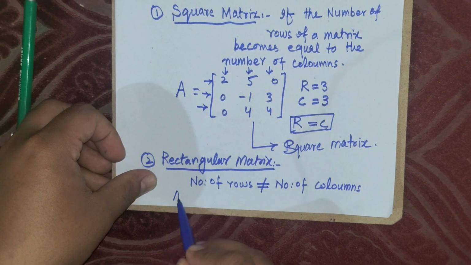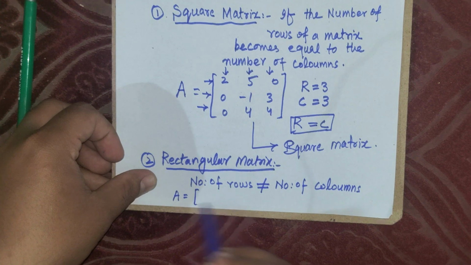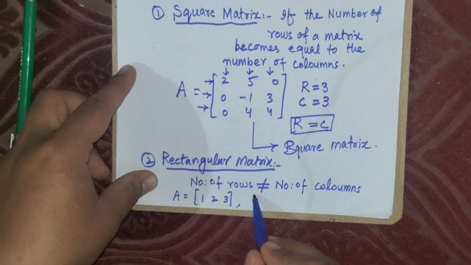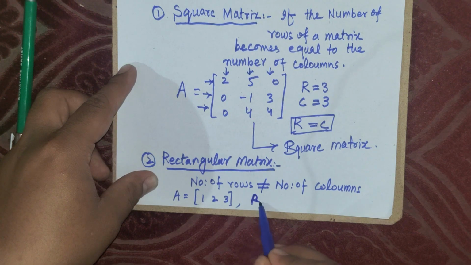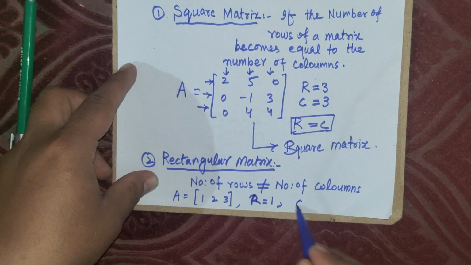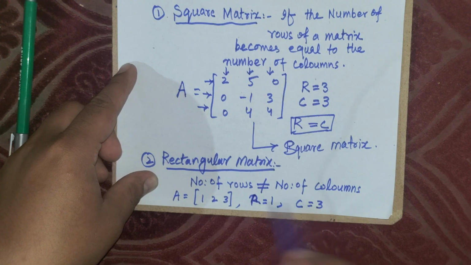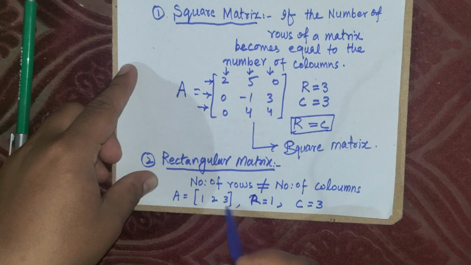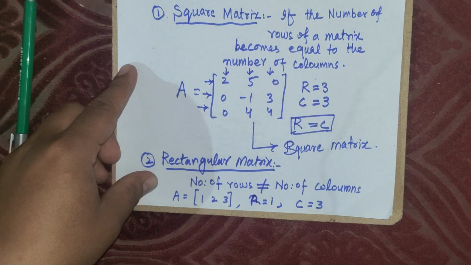For example, A is equal to 1, 2, 3. In this matrix, the total number of rows is 1 and columns is equal to 3. So rows and columns are not equal, because rows is equal to 1 and columns is equal to 3. Therefore this matrix will be called a rectangular matrix.